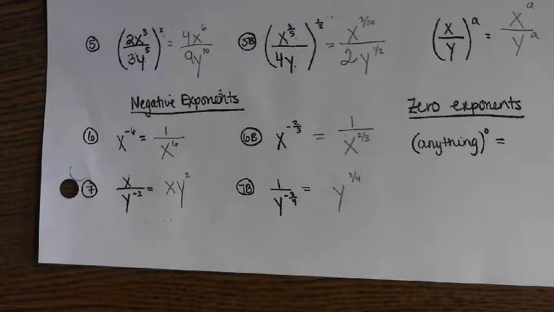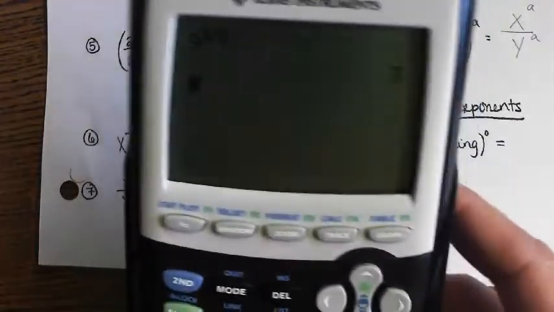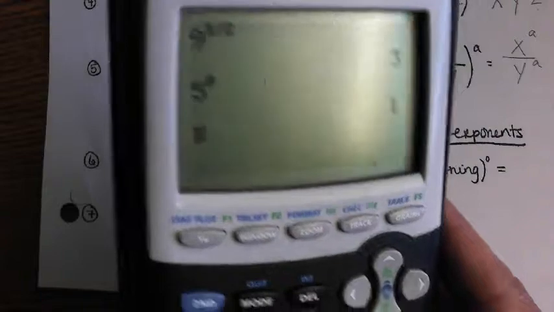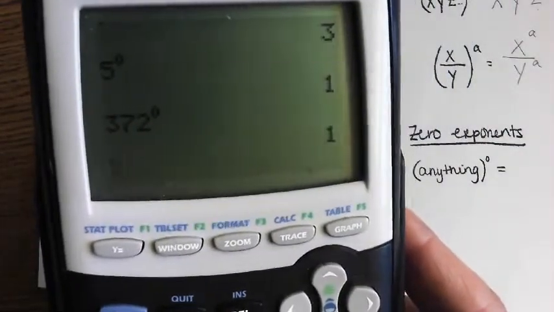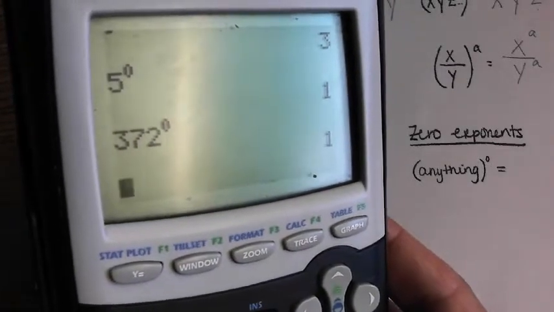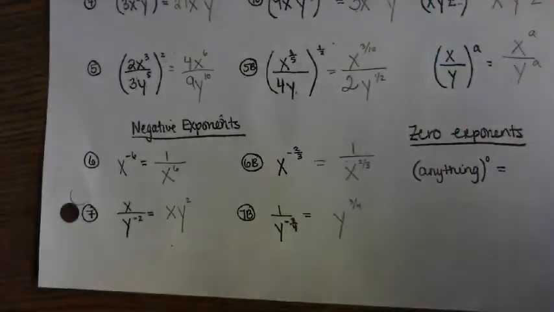And, oh boy, question of the century. Jack Taylor, anything to the 0 power equals? I'm going to audit your work. 5 to the 0 power. 1. 372 to the 0 power. 1. We're so used to 0 just making everything 0 because of multiplication. In reality, the answer is 1.